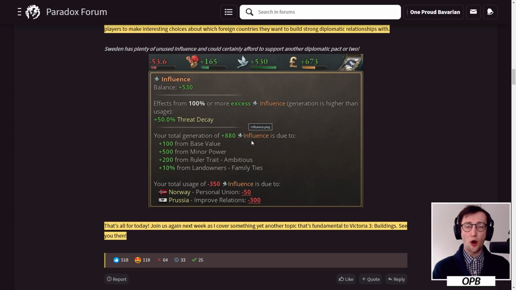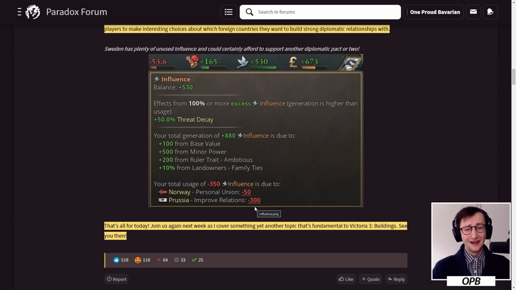There's a lot of influence that you can take here, and a lot of options that you have. If you want to expand your diplomatic reach, you will have to satisfy a certain group of people. Family ties make sense. This is a time of monarchies, and having somebody with family ties makes it easier to make inroads into another country. Now, you are paying here for maintaining relationships. That is A, the personal union with Norway, and then B, the improved relations with Prussia. Interesting.